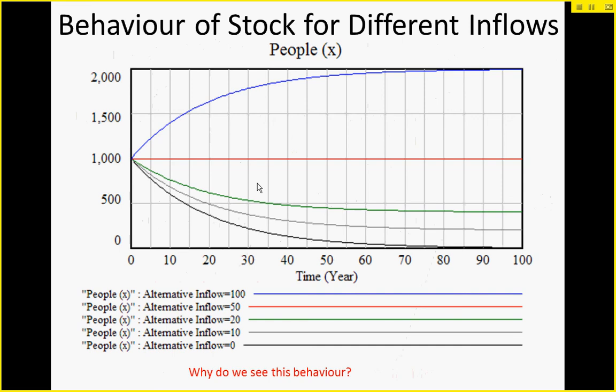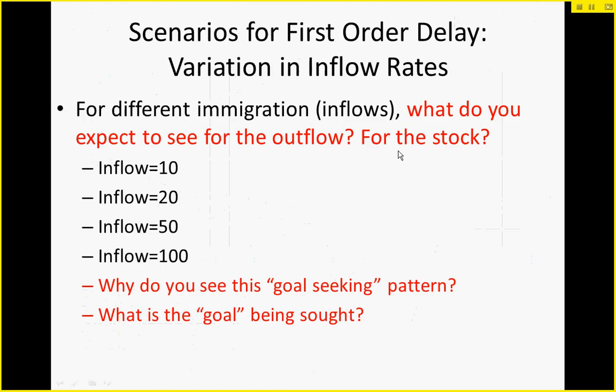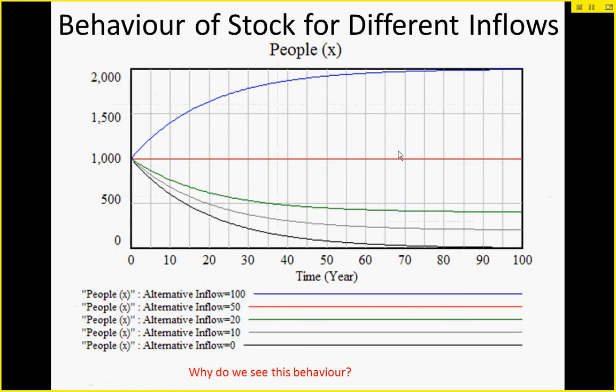So here, we're starting at 1,000 people. And if we have an inflow of zero, which is what we started with, we get this black line going down to the bottom here. If we have an inflow of, under what conditions will it lead to this red line? Riddle me that. Under what conditions will we see that red line where the stock doesn't change? Under what conditions would it stay just constant, never changing from the start, always remaining at 1,000?